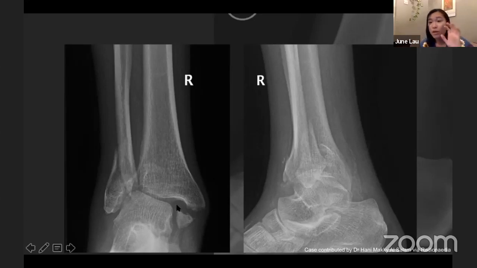So it'd be very impressive if you could diagnose all these three things and say it on the call to your ortho reg, so they know exactly what's happened and exactly what they need to do.